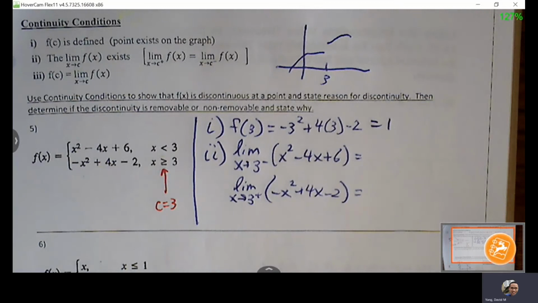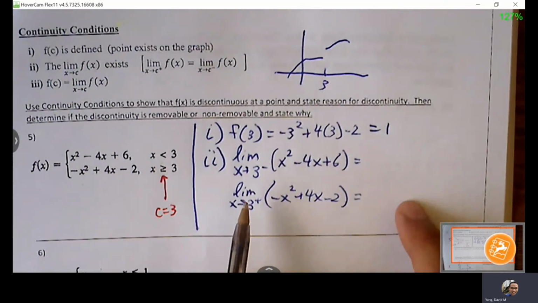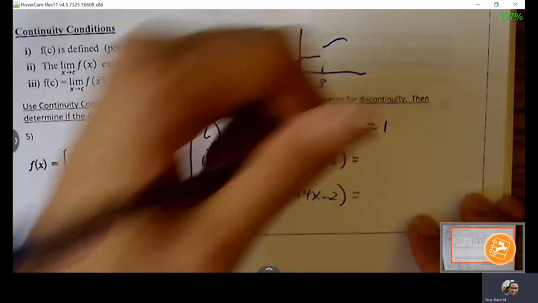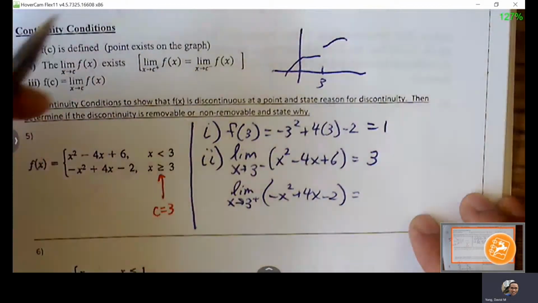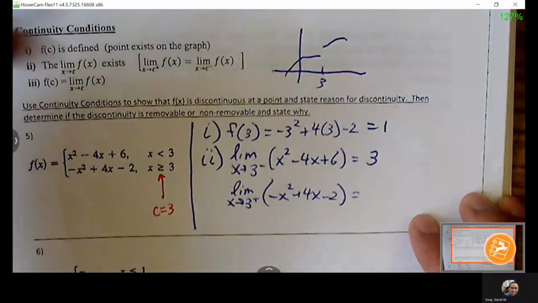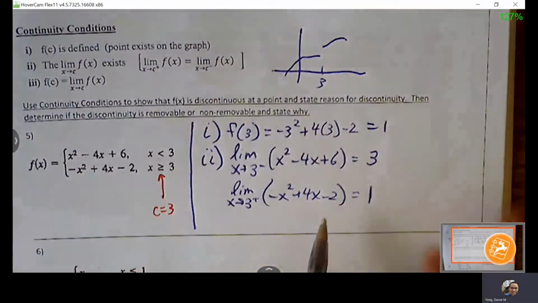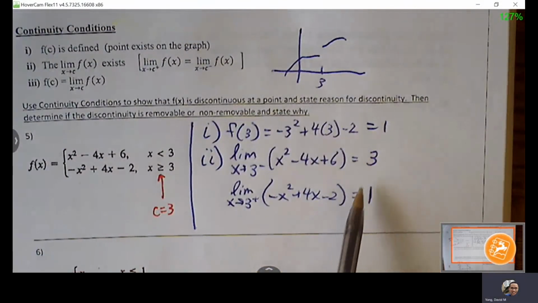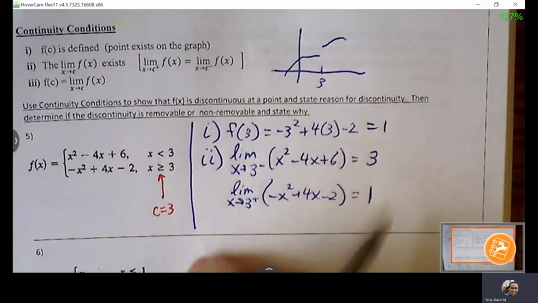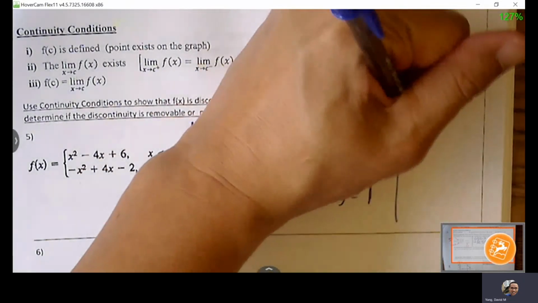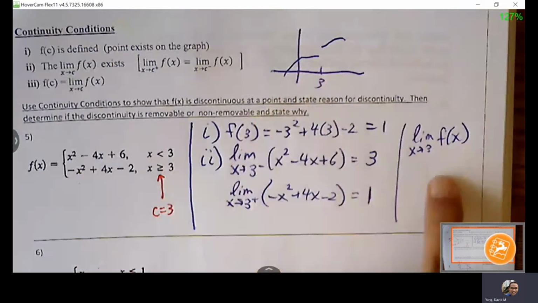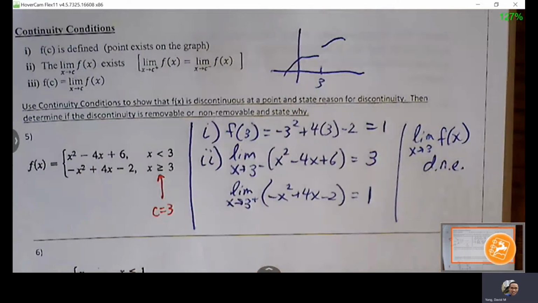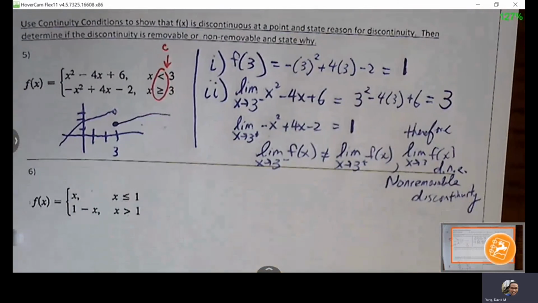Okay. If I evaluate it from the left side, it's going to take me to 3. From the right side, it's going to take me to 1. And what does that tell us? Good. Limit doesn't exist. One-sided limits confirm that. We can say the limit as x approaches 3 of, make sure you write f of x does not exist. We have a non-removable discontinuity.